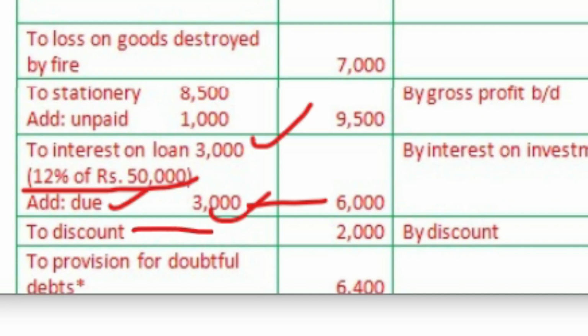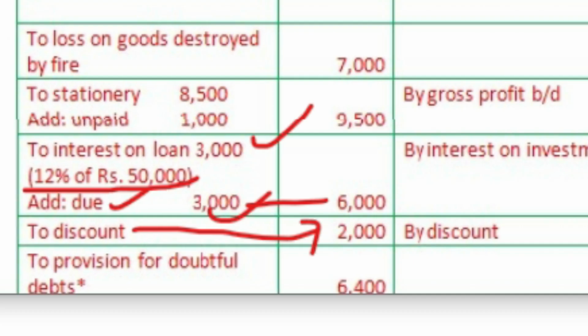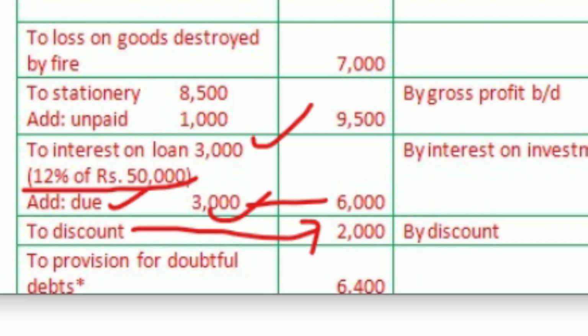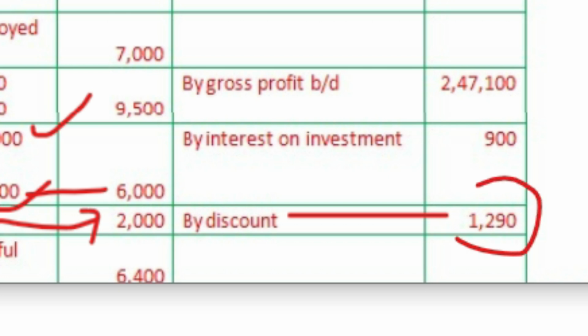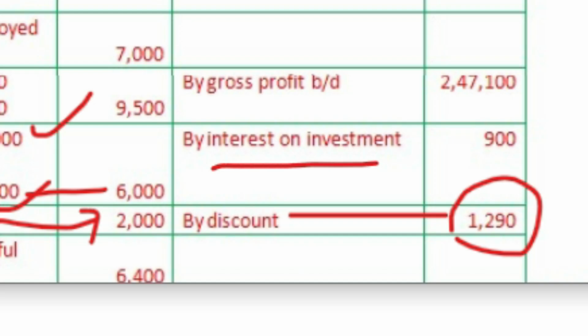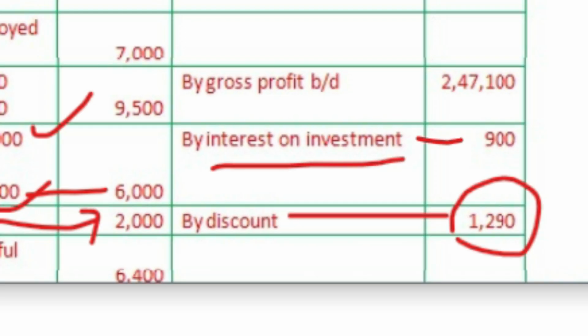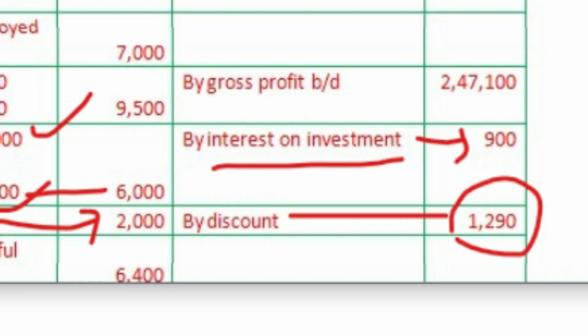Now discount is simple: 2,000 is given on the debit side. If it is on the debit side, you write it on the debit side, and if it is on the credit side, you write it on the credit side. Discount is given on both sides. On the debit side it is 2,000, and on the credit side it is 1,290 in the trial balance. Then interest on investment on the credit side of the trial balance is 900. It is a non-trading income.